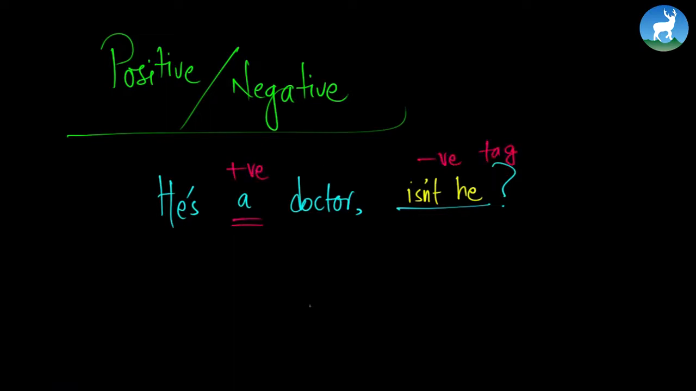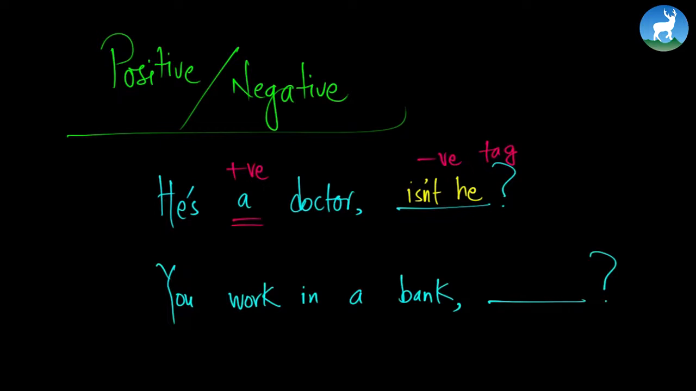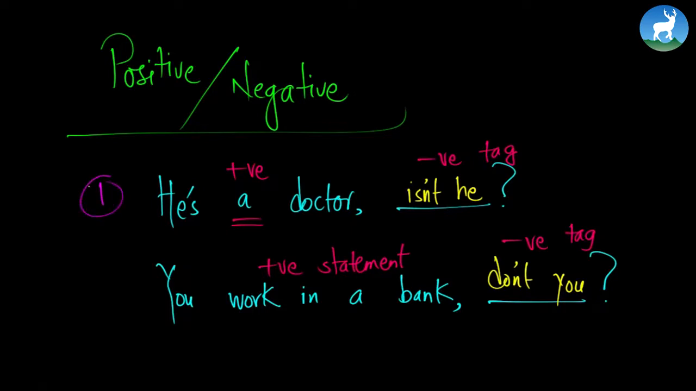Alright, let me give you one more example. You work in a bank. So this is a positive sentence. So the question tag would be, don't you? The rule is similar. We have a positive statement. That is why we have a negative tag. This is the first or the basic rule, rule number 1. Alright, so if the main part of the sentence is positive, the question tag is negative.